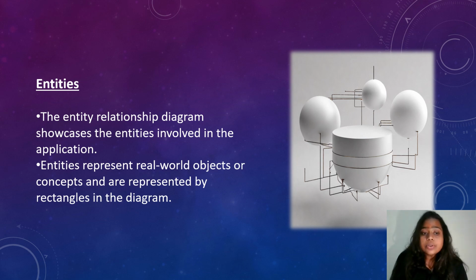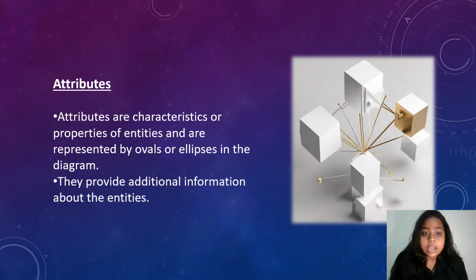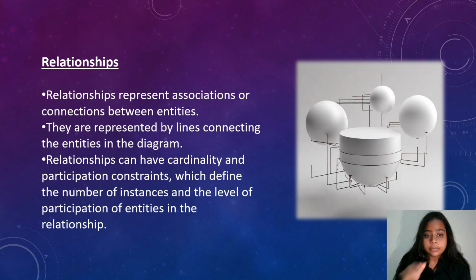The entity relation diagram showcases the entities involved in the application. Entities represent real world objects or concepts and are represented by rectangles in the diagram. So that is basically called the entities. Proceeding, we have attributes. Attributes are characteristics or properties of an entity that are represented by ovals or ellipses in the diagram. They provide additional information about the entities.